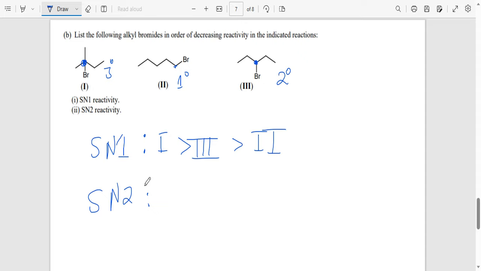Okay. For SN2, it is just opposite. 2 is going to be the best, followed by 3, and then the least is going to be 1 because it is too much substituted, and so it will be difficult to be attacked by the nucleophile.